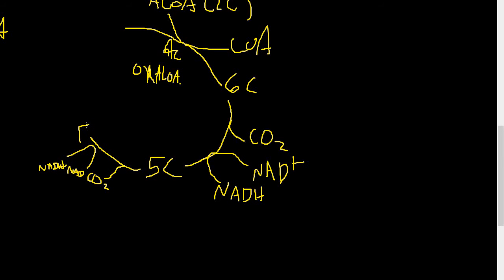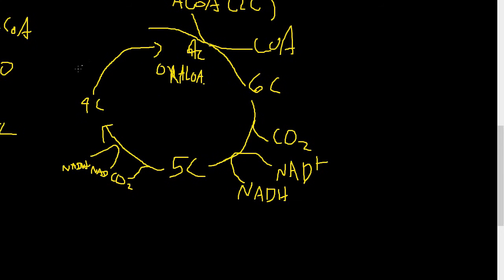There. And so then from there you have a 4C sugar, but it's not quite regenerated yet. It needs to be oxidized, oxidized not once but twice. Once with NAD to form NADH, no surprise there. But here it's also oxidized by FAD to form FADH2.